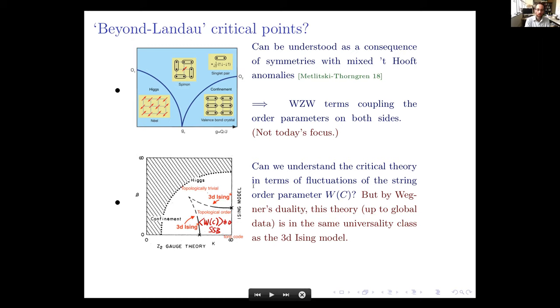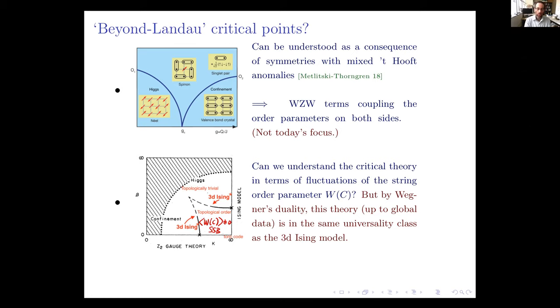So suppose we have some, so here's this part of the phase diagram of Z_K gauge theory, which represents a state where a one-form symmetry is spontaneously broken. Can we understand the transition out of it, across these walls here, in terms of fluctuations of this string order parameter? On the other hand, by the duality between the 3D Ising gauge theory and the ordinary Ising model, this phase transition is basically in the same universality class as the 3D Ising model. The duality doesn't preserve all of the global properties, but the local operators are the same.